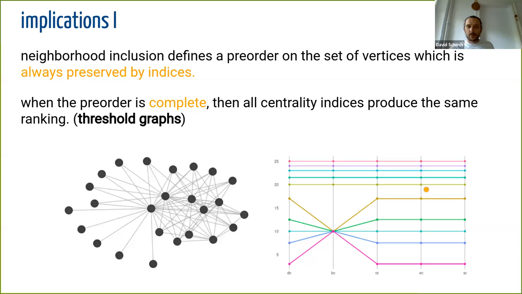You see there are no crossings, so there are no pairs that are differently ranked. Betweenness is the odd one out, in the sense that some ranks collapse to one rank. But this is not a contradiction to what I just presented. All these indices preserve neighborhood inclusion in a strict way, and betweenness does it in a non-strict way. But it does not change the results for betweenness. It's still all valid. And betweenness is the only index, at least so far, where this is the case.